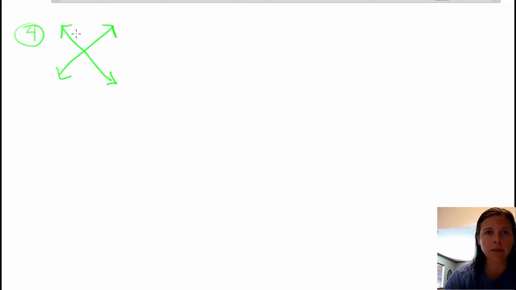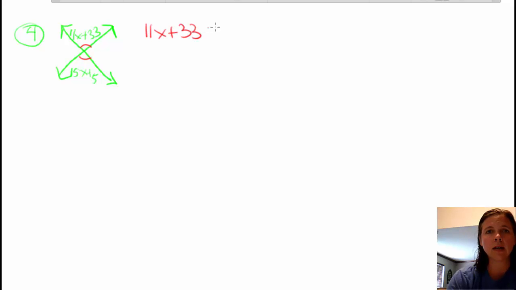Okay, so remember, if this was 11x plus 33, and this is 15x plus 5. Sorry, I ran out of room there. We have to remember that these are called vertical angles, so they're equal. So you can set this up as an equation and just set them equal to each other to find out what x is. So you would just set it up like this because we know that they're equal.